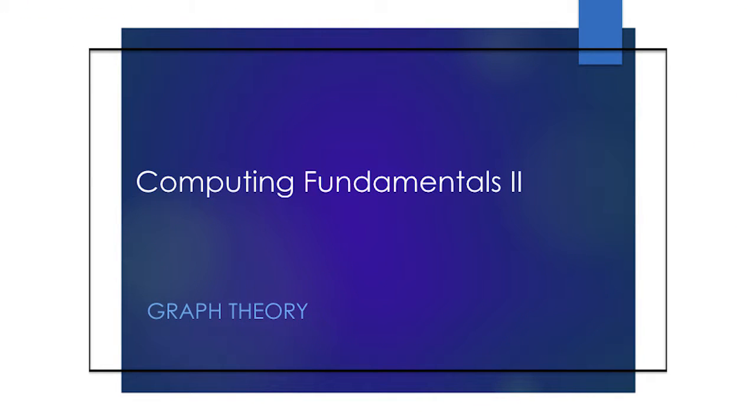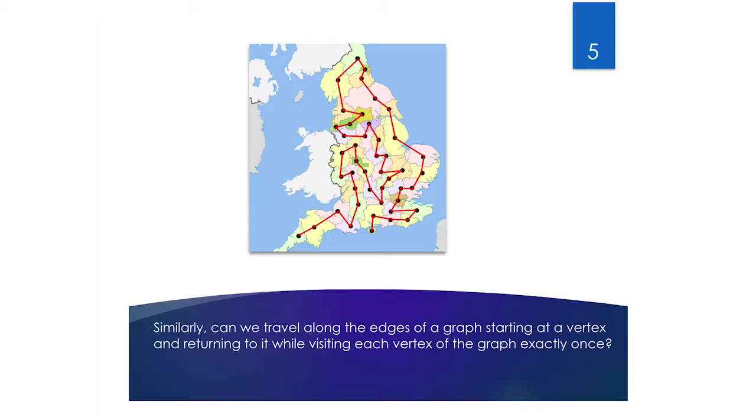Can we travel along the edges of a graph starting at a vertex and returning to it by traversing each edge of the graph exactly once? Can we travel along the edges of a graph starting at a vertex and returning to it while visiting each vertex of the graph exactly once?